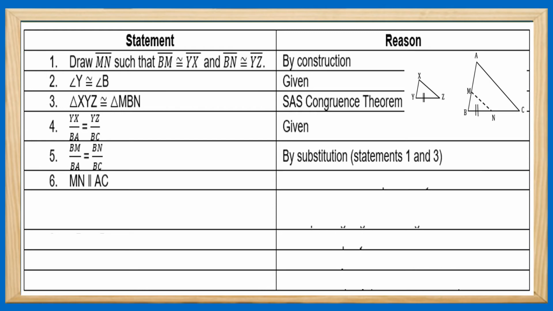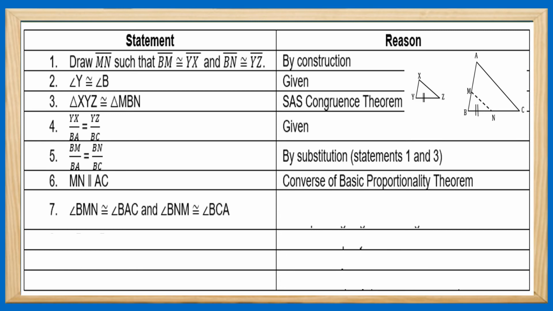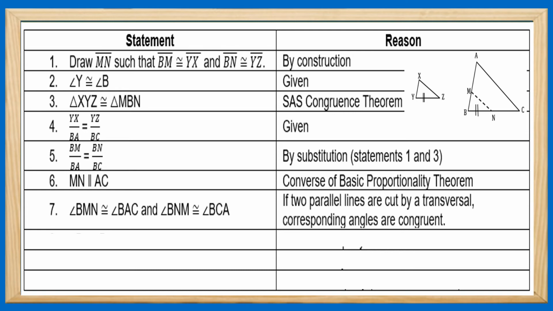Then MN is parallel to AC. That is the converse basic proportionality theorem. So angle BMN is congruent to angle BAC and angle BNM is congruent to angle BCA. The reason is that if two parallel lines are cut by a transversal, the corresponding angles are congruent.